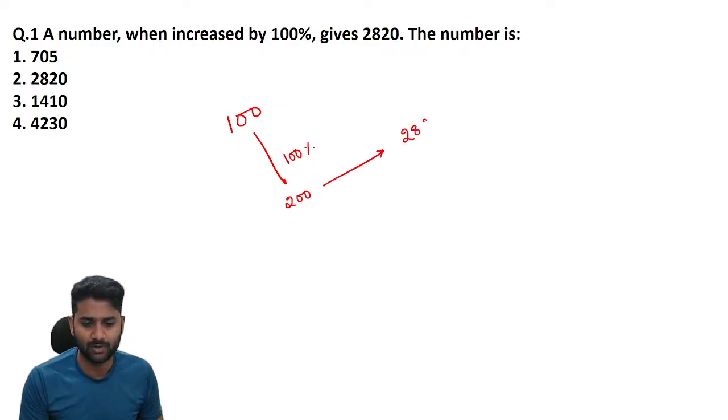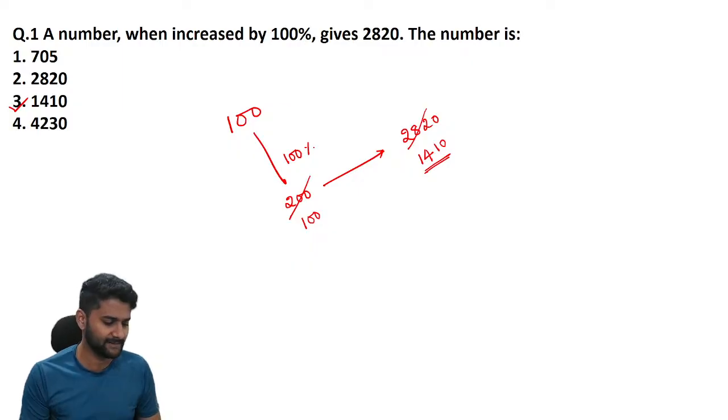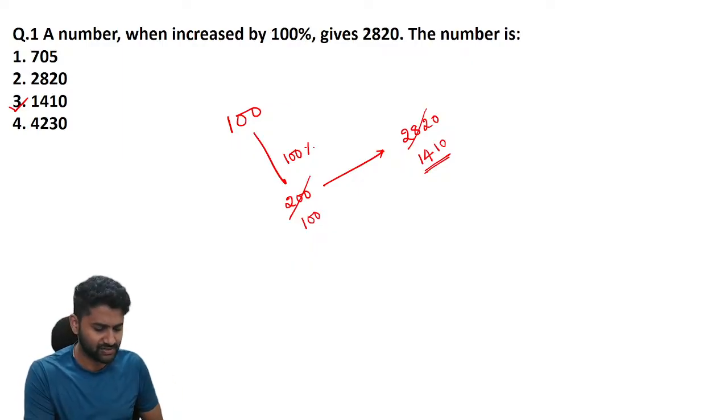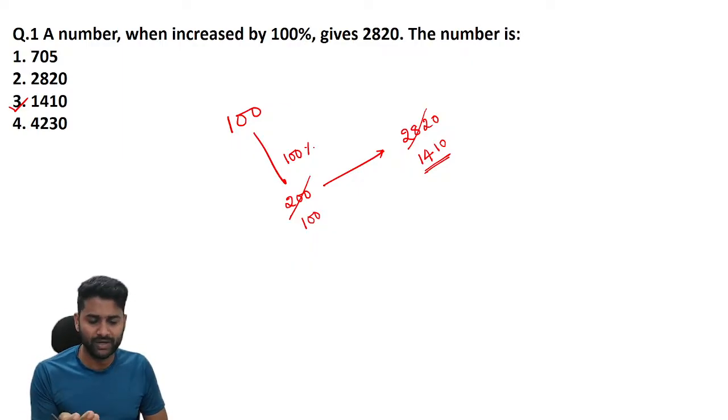If 200 is equal to 2820, then if you cancel by exactly two times, 200 becomes 100, so the value becomes 1410. So here the original number is 1410. No need for pen and paper for these kinds of questions. 100% increase means initially you can assume 100, and it becomes 200. That means 2820 is double the original number, so to get the original number, you have to divide it by 2. So 2820 divided by 2, the value becomes 1410.